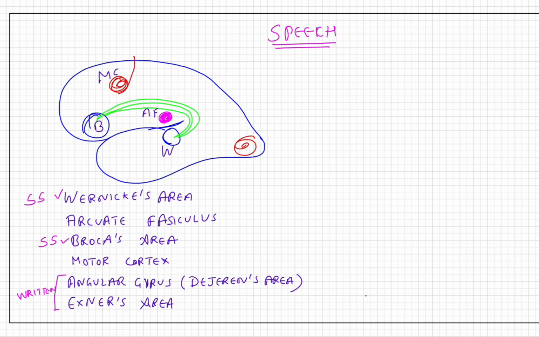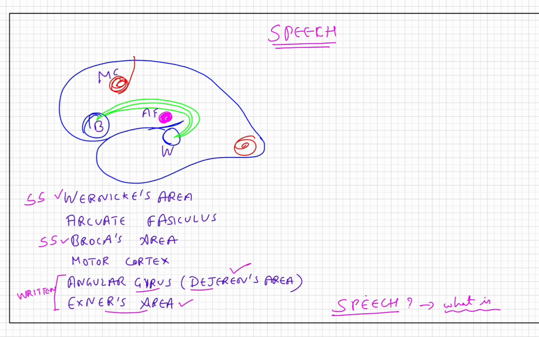Two are meant for written speech, that is your Dejerine's area or angular gyrus, and Exner's area. Meaning, see, I am writing the word speech. Clear? You are able to see the word speech, and you're able to understand the meaning of the word speech, and if I ask some question, you'll be able to answer back again, or you can write back what is speech, right? So you'll be able to write the definition of speech. So understanding of the written language is done by Dejerine's area, and you writing back again, that is done by Exner's area. Clear?